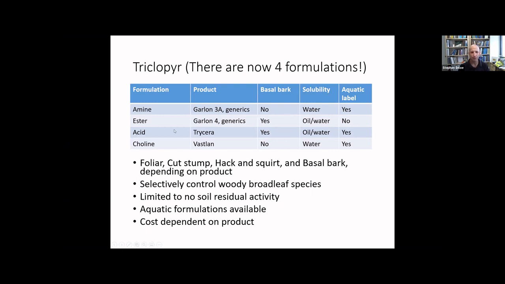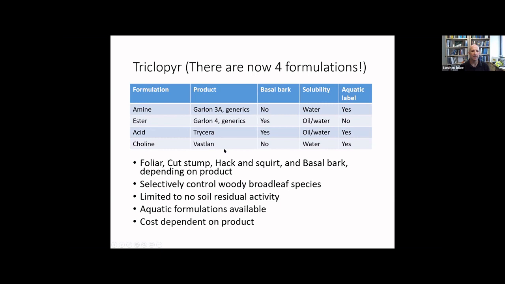We now have an acid formulation called Tricera that is labeled for basal bark, which can be mixed with both oil or water. It can also be used for foliar, for hack-and-squirt, for cut stump. That does have an aquatic label. And then we have the choline formulation, or Vastlan, not a basal bark herbicide. Yes, it's water soluble, and yes, it has an aquatic label. So instead of the confusion with 2 triclopyr products, now we've got 4, and the rules keep changing or have changed for these things.